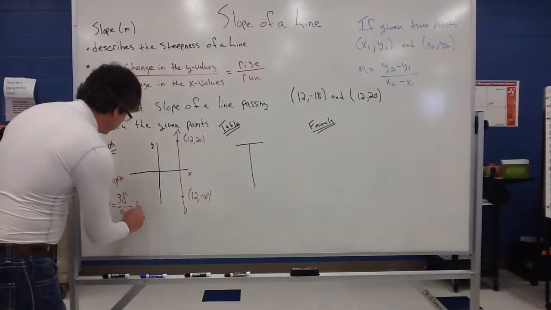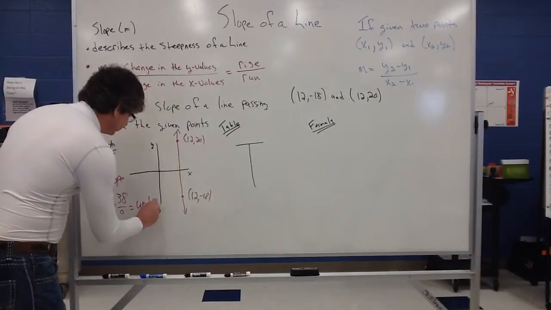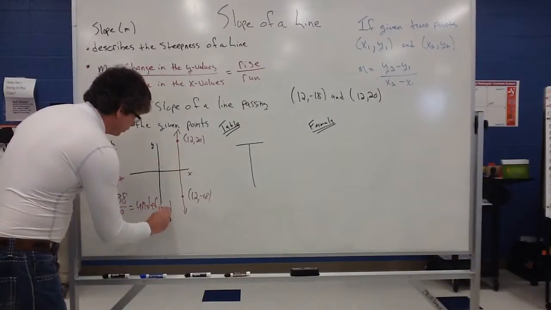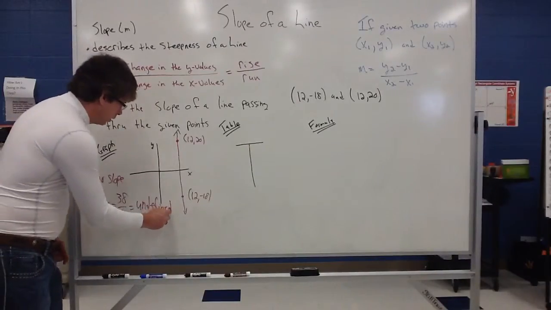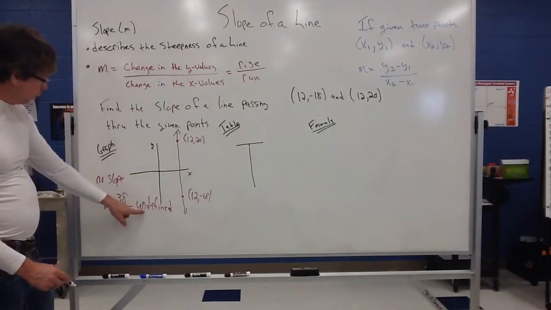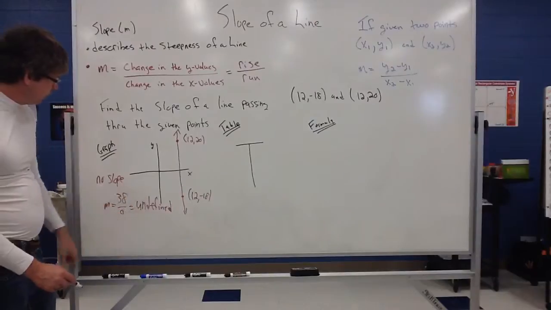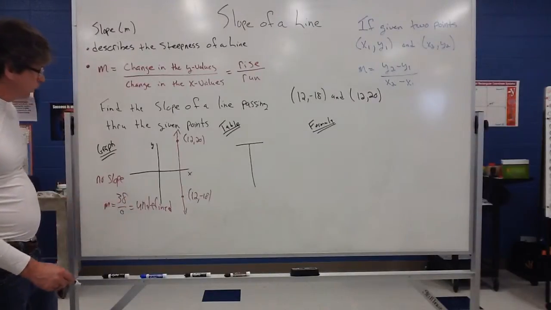Yeah, that's what we said. You cannot divide by 0, that's right. So, make myself think there. You can't have that 0 there because you can't multiply a number by 0 to get 38, so that tells me that that is undefined or no slope.